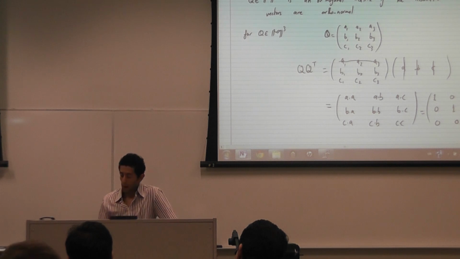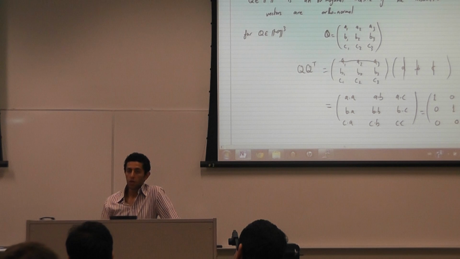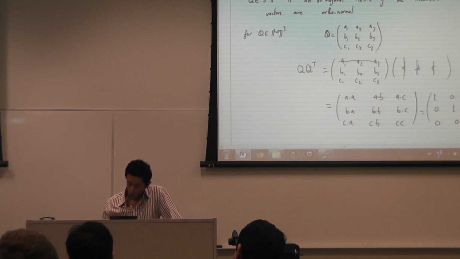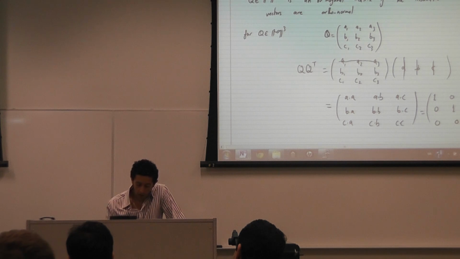But we define the inverse of a matrix such that when you multiply the matrix by its inverse, you get the identity matrix. Which means that for these types of matrices, the transpose is actually the inverse.